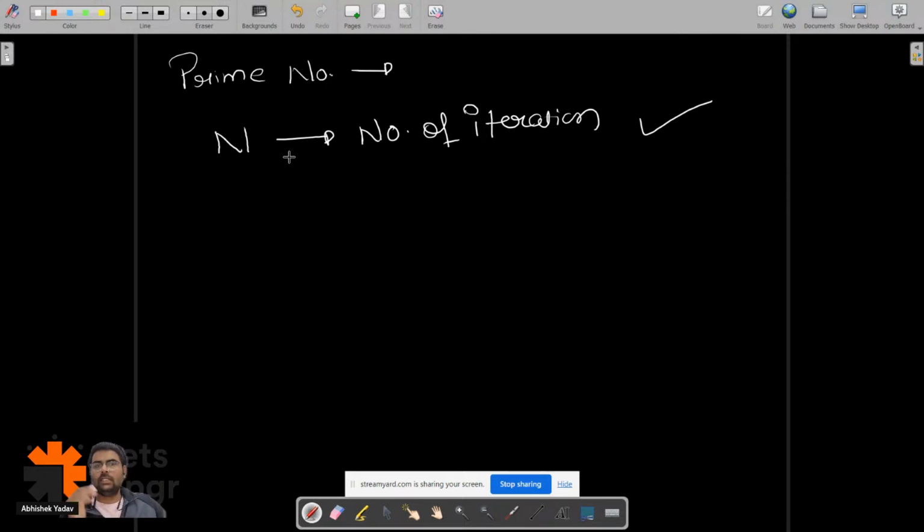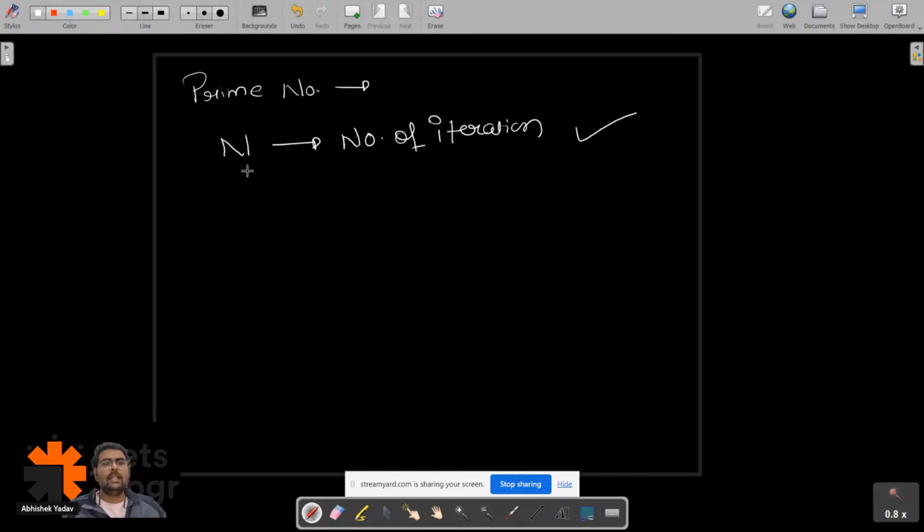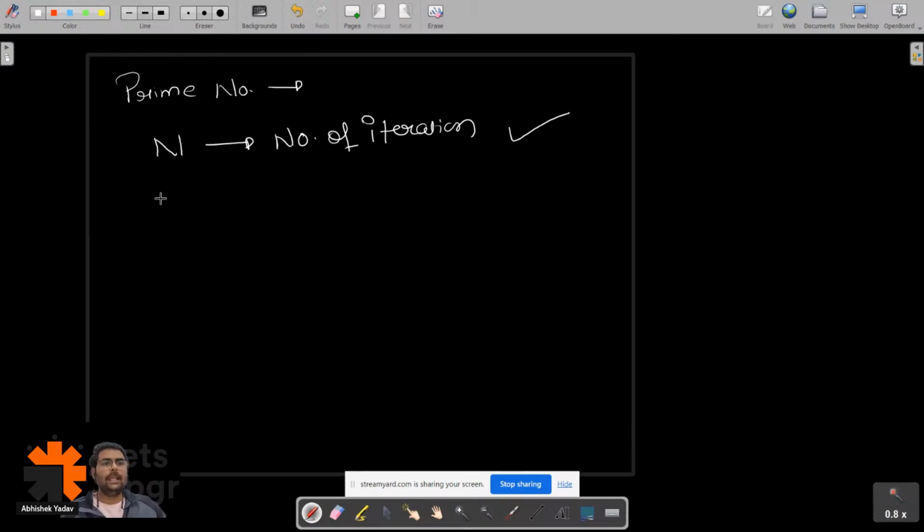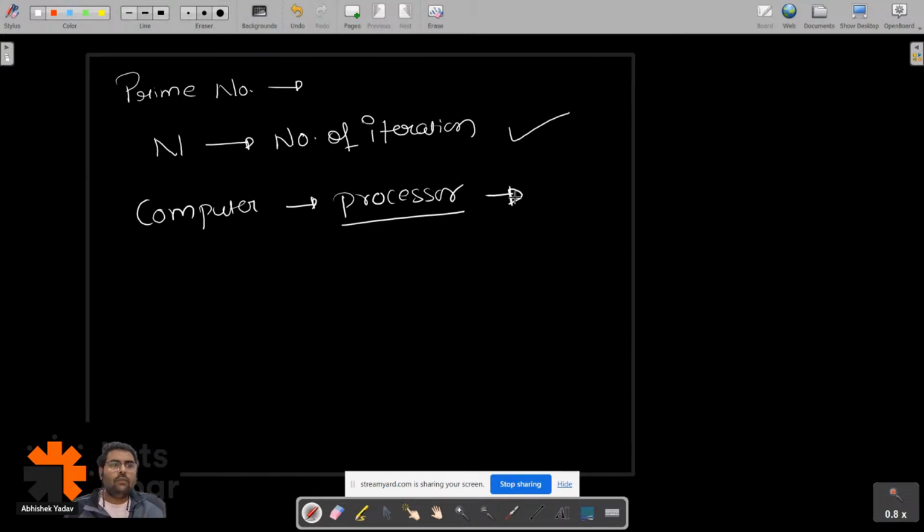So let's do some analysis. I have a computer here. Inside the computer we have the processor, and what my processor does, I'm taking a hypothetical situation, is it executes 10 to the power 8 iterations in 1 second.